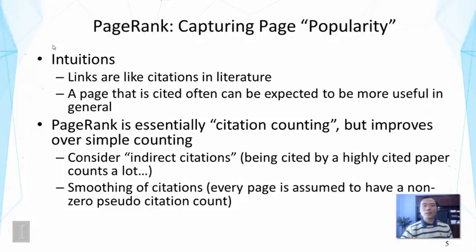The other idea is it's going to smooth the citations, or assume that basically every page is having a non-zero pseudo citation count. Essentially, you're trying to imagine there are many virtual links that would link all the pages together, so that you actually get pseudo citations from everyone. Now, the reason why they want to do that is this would allow them to solve the problem elegantly with linear algebra technique.